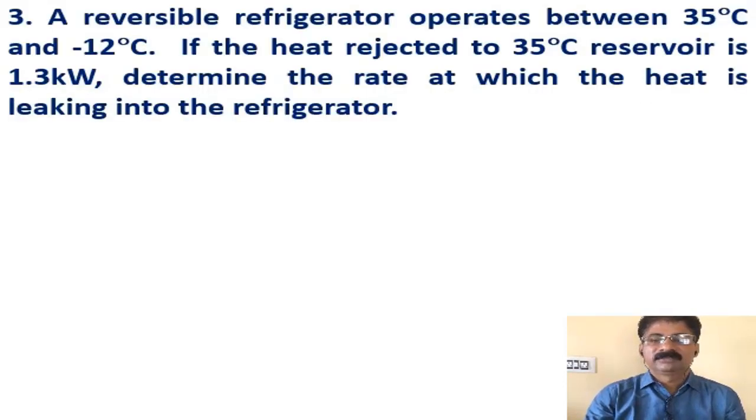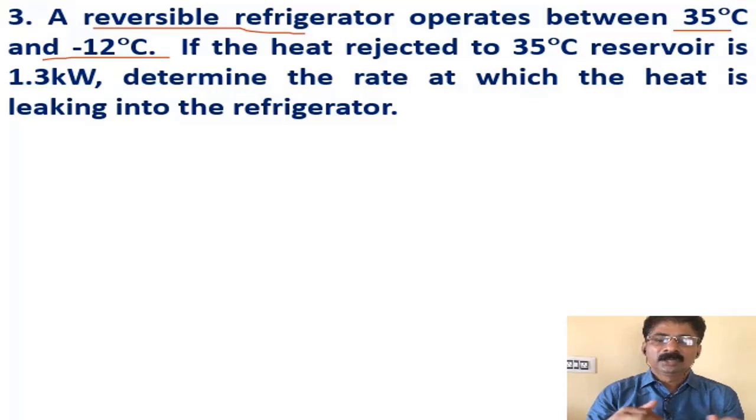A reversible refrigerator operates between 35 degrees C and minus 12 degrees C. If the heat rejected to the 35 degrees C reservoir is 1.3 kilowatt, determine the rate at which the heat is leaking into the refrigerator. So it's a reversible refrigerator. All of you have to look into this word, whether a reversible engine, reversible refrigerator or reversible heat pump is given, because that is the case wherein the efficiency calculated using temperature becomes equal to the efficiency calculated using heat and work.